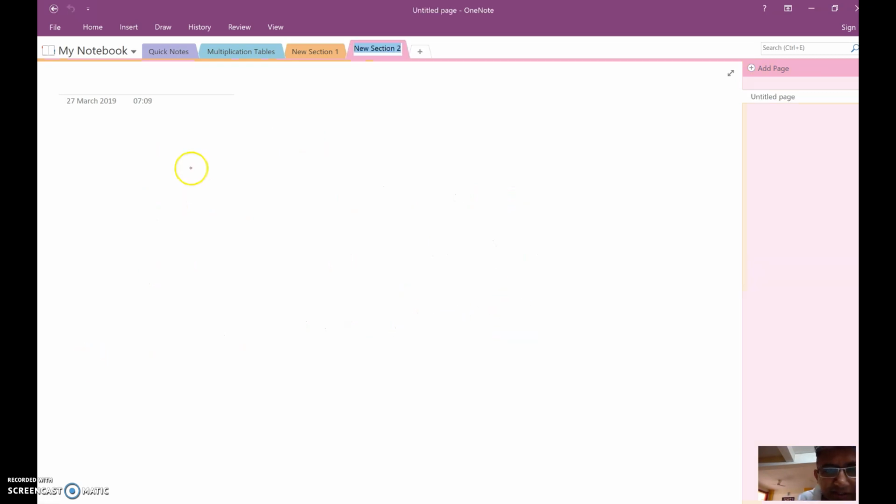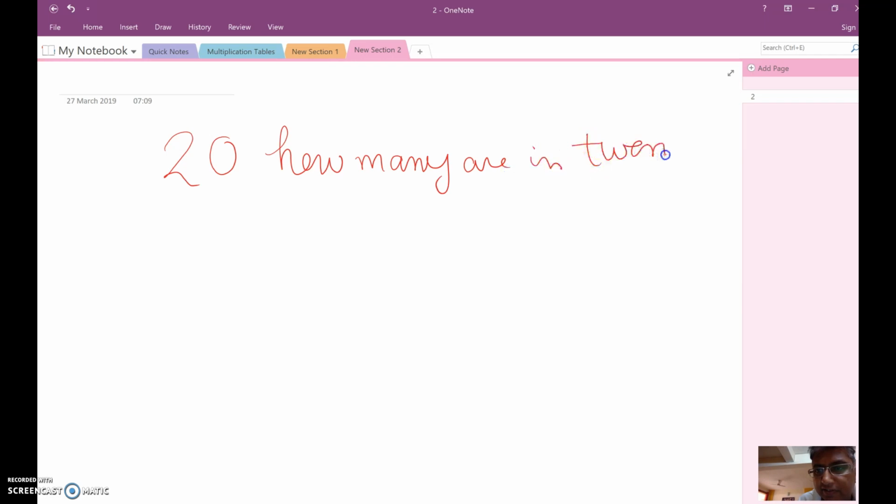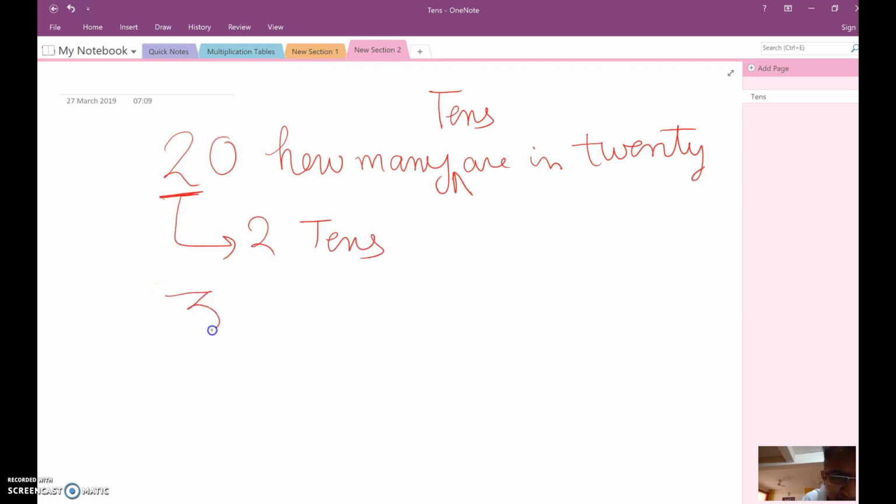You got it? Now suppose I ask you, how many tens are there in 20? Can you tell me how many tens are there? So you see, this is the 2. It means 2 tens. Now if I ask you, how many tens are there in 30?